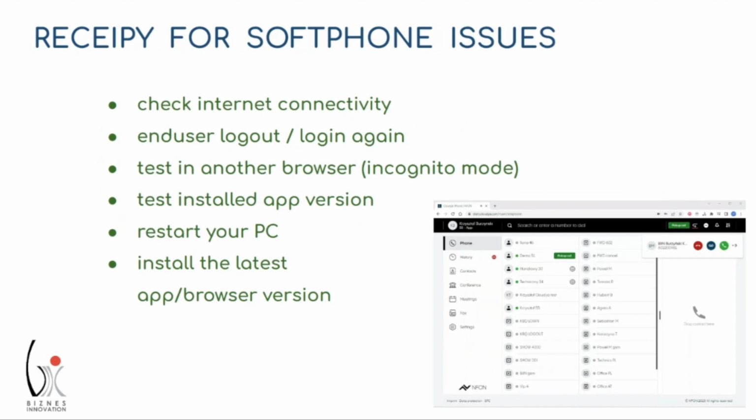If you're a softphone user, the recipe is a little bit different. Of course, you should always start with verifying internet connectivity. Good practice is to test what is happening when the end user is logging out and in again. For browser applications, it's good practice to test the application in another browser, preferably in incognito mode. If installed, test the same service with the installed application. Try to do a hard restart of your PC. And of course, verify that the latest application and the latest browser version is installed. Again, if nothing happens, you need to place a ticket.